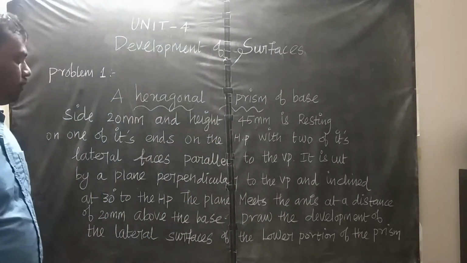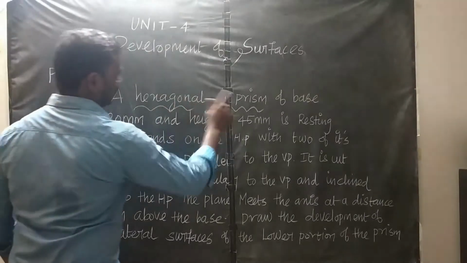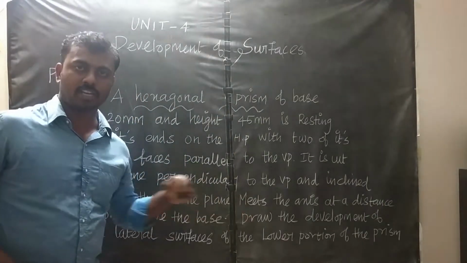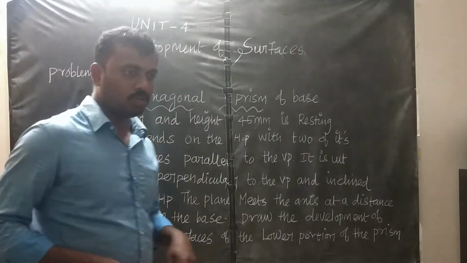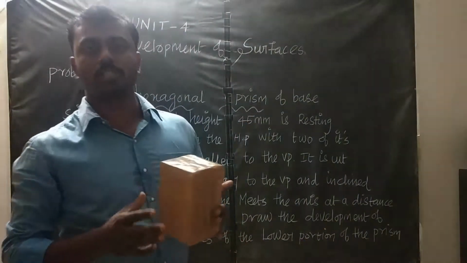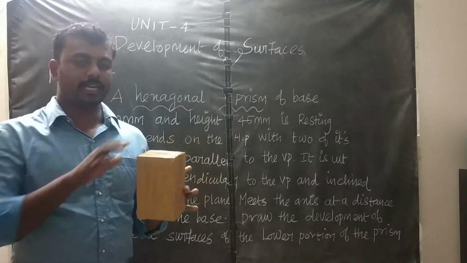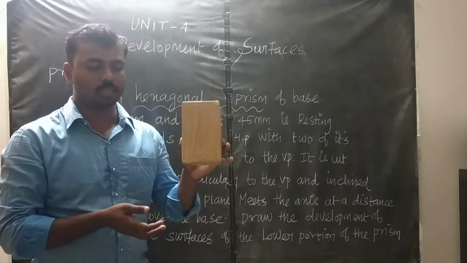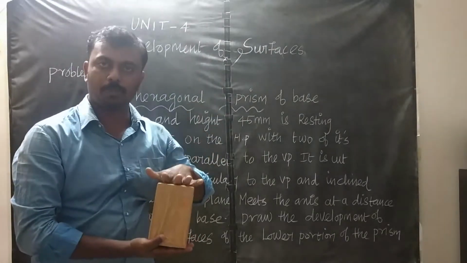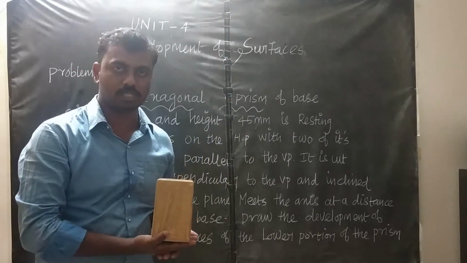Here we have a hexagonal prism resting on HP. Assume this is your hexagonal prism. It has two ends, and among them one end rests on HP. In our top view, the top end is visible and the bottom end is invisible.